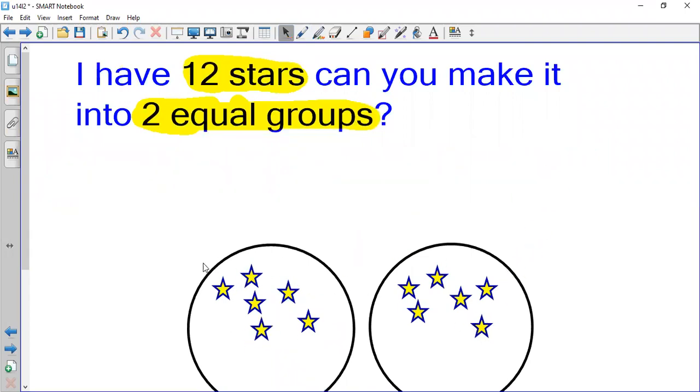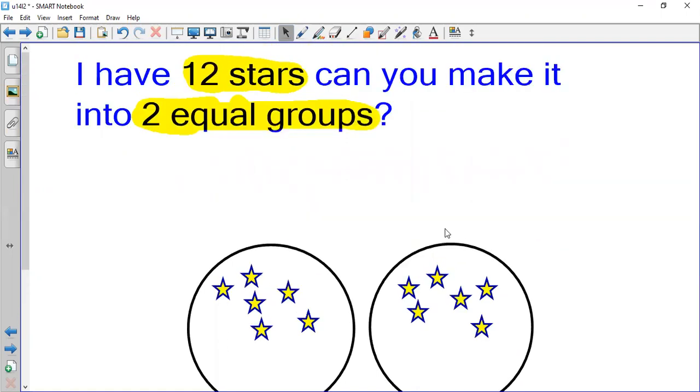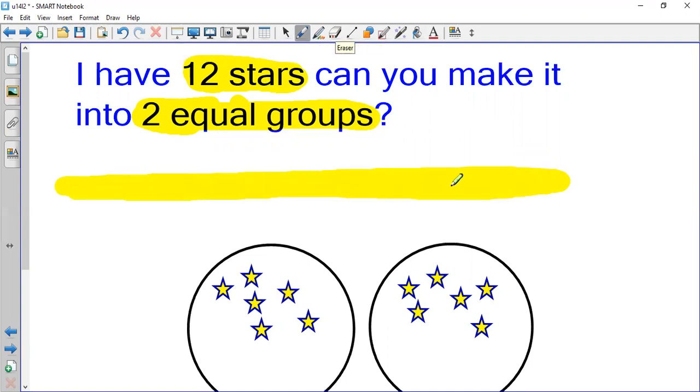Let's count the two groups. 1, 2, 3, 4, 5, 6, and here 1, 2, 3, 4, 5, 6. So I had 12 stars. I made it into two equal groups so that each group has 6 stars. But I see that there is no leftover here. So I finished all the stars and there is no leftover.